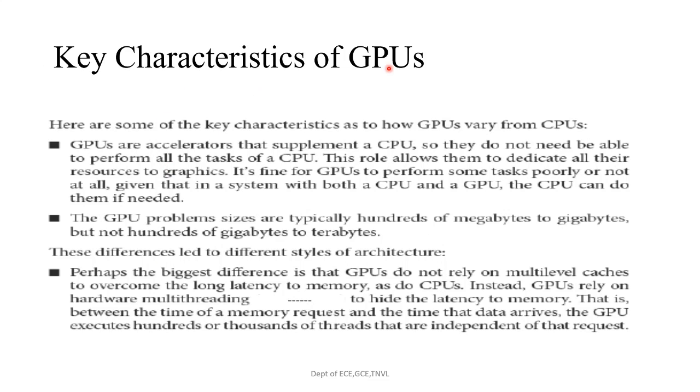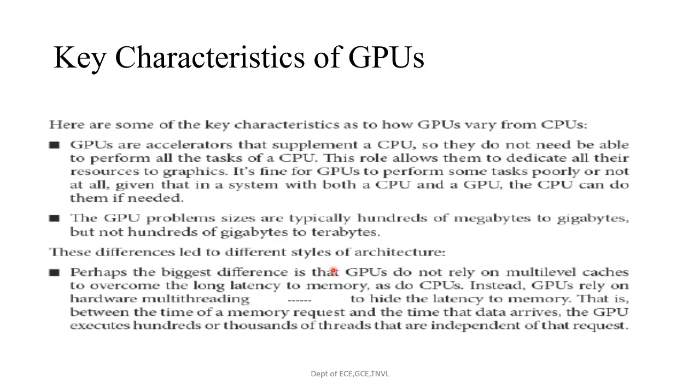So, these are all the key characteristics of GPUs. GPUs are accelerators that supplement a CPU, so they do not need to be able to perform all the tasks of a CPU. This role allows them to dedicate all their resources to graphics. It's fine for GPUs to perform some tasks poorly or not at all, given that in a system with both a CPU and a GPU, the CPU can do them if needed. The GPU problem sizes are typically hundreds of megabytes to gigabytes, but not hundreds of gigabytes to terabytes. These differences led to different styles of architecture.